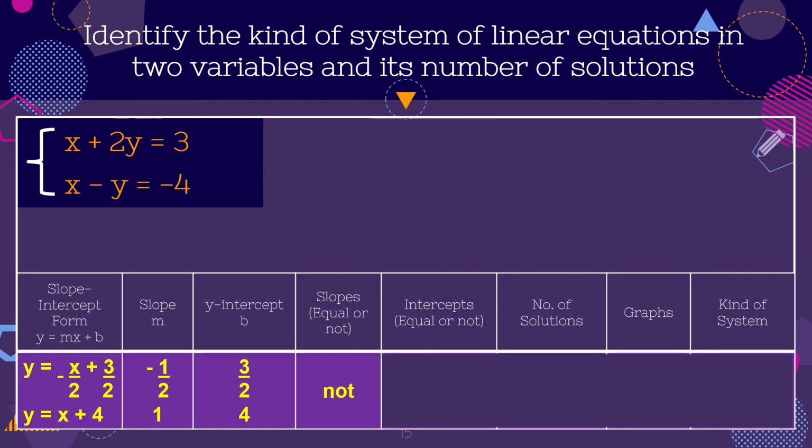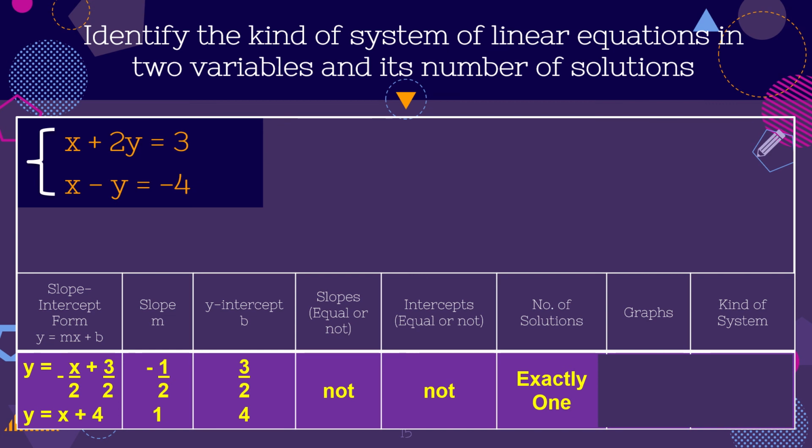Then, compare the value of the y-intercept. Is it equal or not equal? Correct. It is also not equal. Therefore, if our slope is not equal and our y-intercept is not equal, how many solutions do we have? Correct. We only have one solution, or exactly one solution.